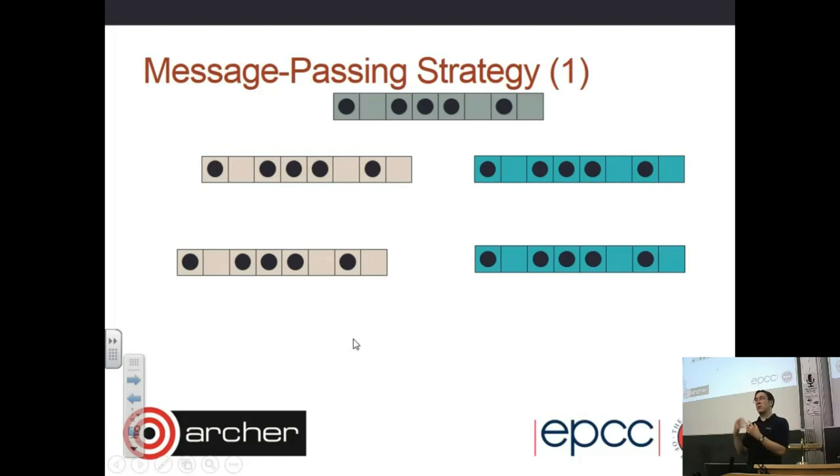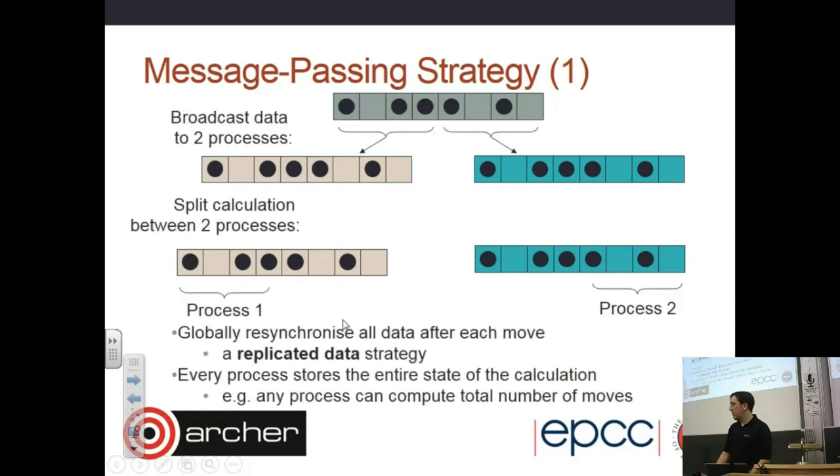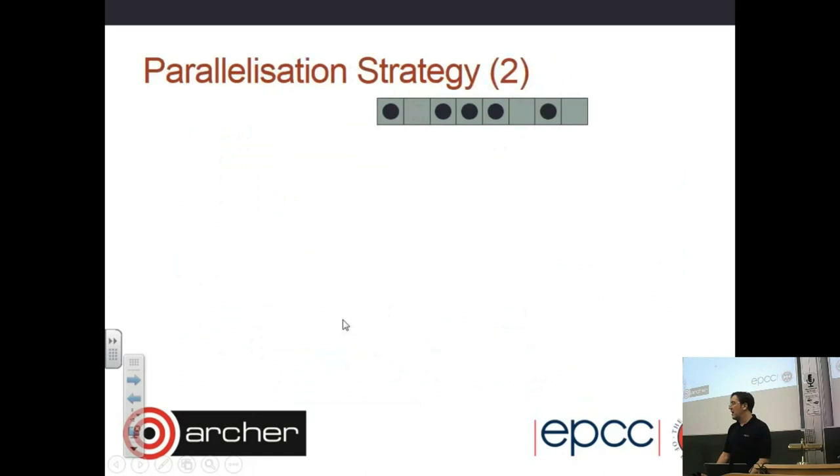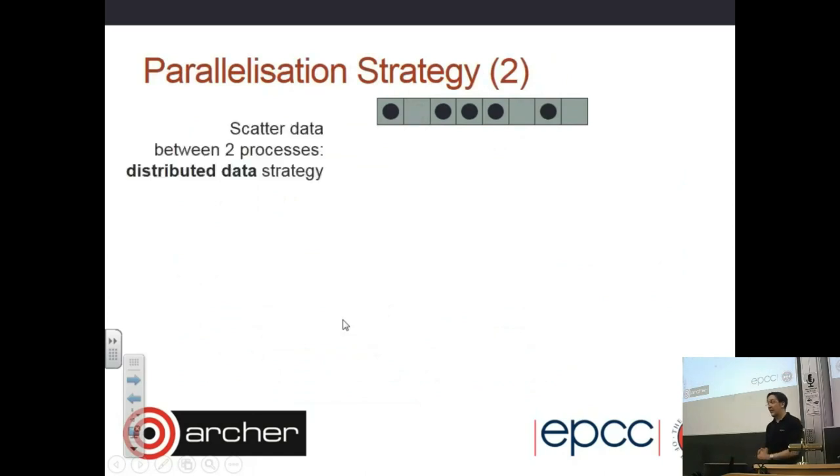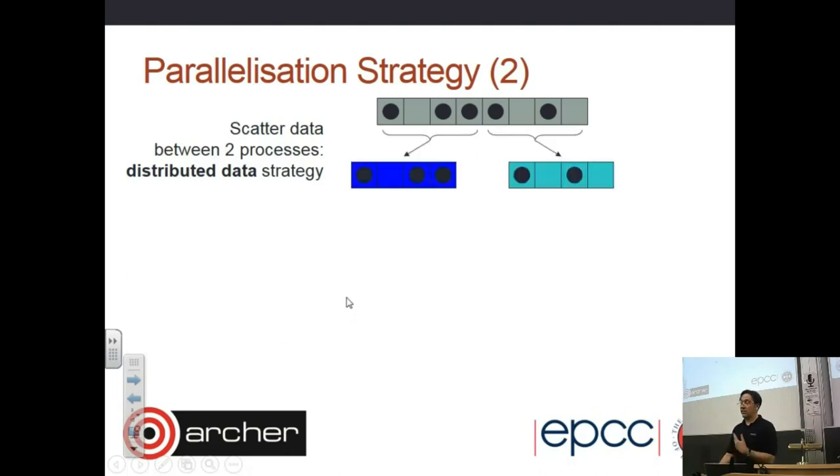If you want data from another process, you can't just read it off the shared whiteboard. There is no shared whiteboard. You have to make a phone call. Now, you might consider a strategy where you broadcast the data to all processes, but that turns out to be very inefficient, so I won't go through that. What you would actually do is scatter the data. In a very simple case where I have a road of length 8, each process is only going to have 4 elements. So we split the road up into 2 sections of size 4.